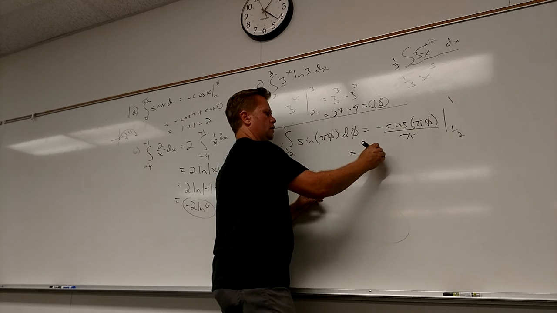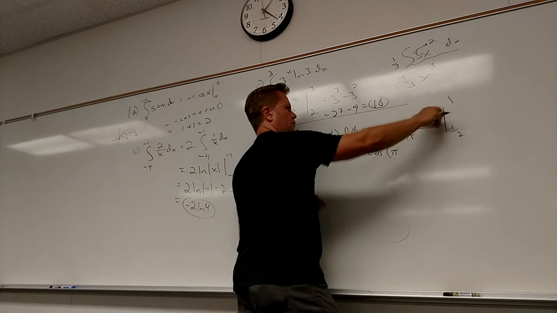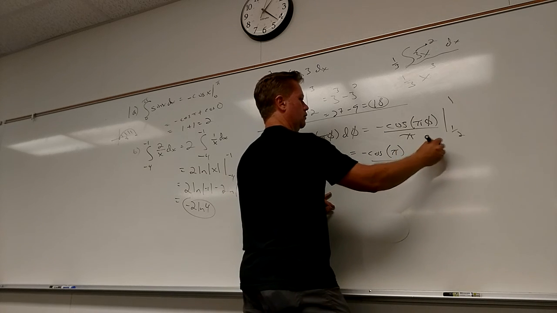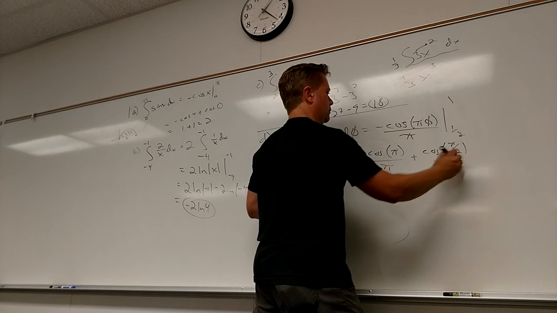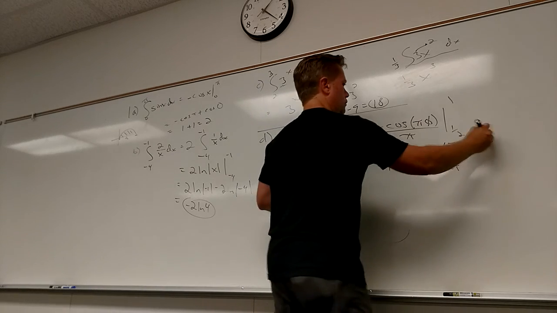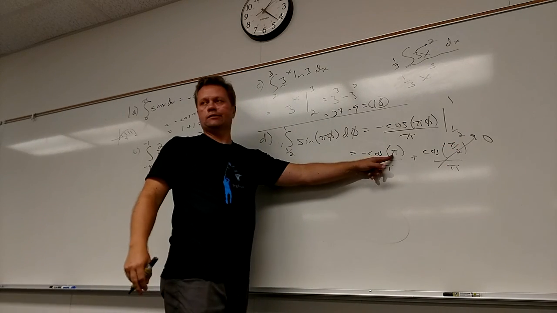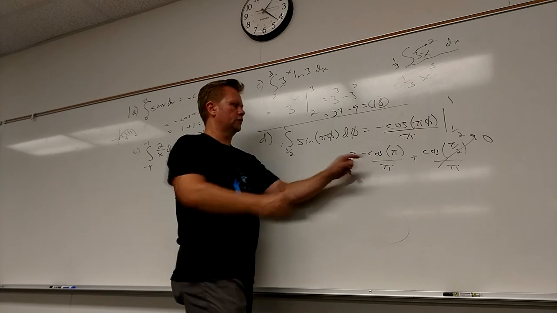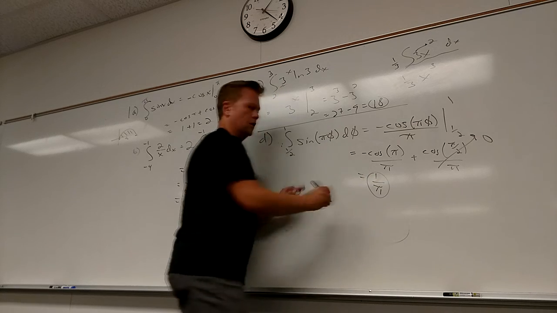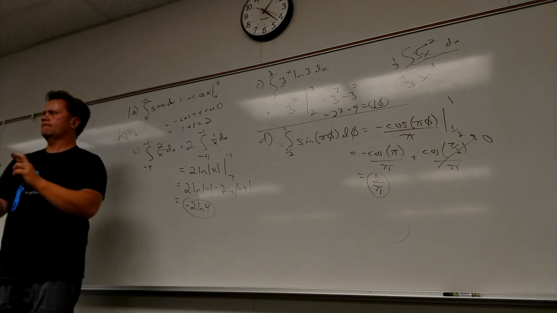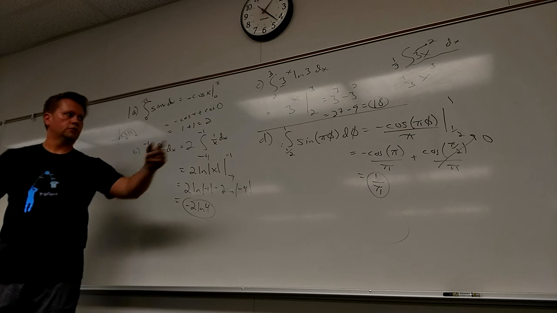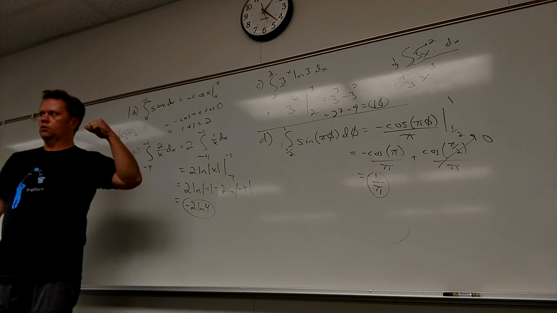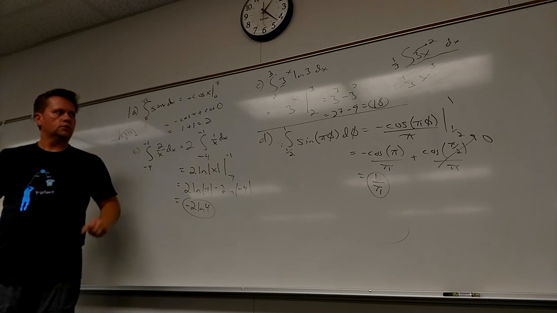So I get negative cosine of pi, putting a 1 in, divided by pi, minus negative, so plus cosine of pi over 2. And of course, cosine of pi over 2 is 0. Sweet. Cosine of pi is negative 1 times negative 1. So you get 1 over pi for that one. And again, put in a y1, do the integral. You can check it on your calculator.